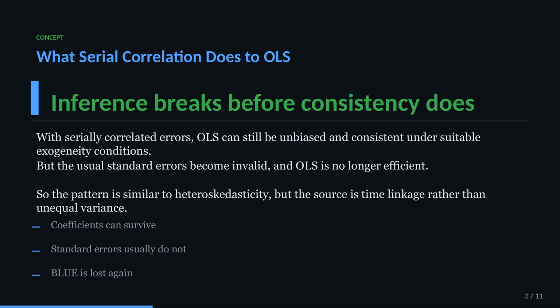The first thing to remember is that serial correlation does not automatically destroy the OLS coefficient estimate. Under suitable exogeneity conditions, OLS can still be unbiased and consistent, but the usual standard errors are no longer valid, and OLS is no longer efficient. So once again, the main consequences show up in uncertainty and efficiency.